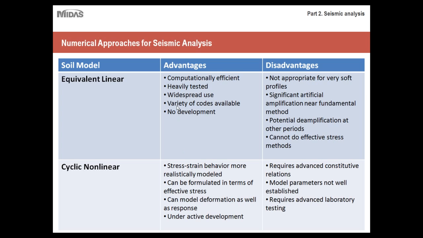Okay, first we'll go into two main soil models that are used for seismic analysis. The first is equivalent linear, and I'll go into greater detail about it in the subsequent slide. But first and foremost, I just want to go over its main advantages. Equivalent linear analysis is the simpler and more efficient soil model. It's computationally efficient, which means you can easily do it through a computer program. It's heavily tested and very widely used because it's so simple, and a variety of different codes are available for it.